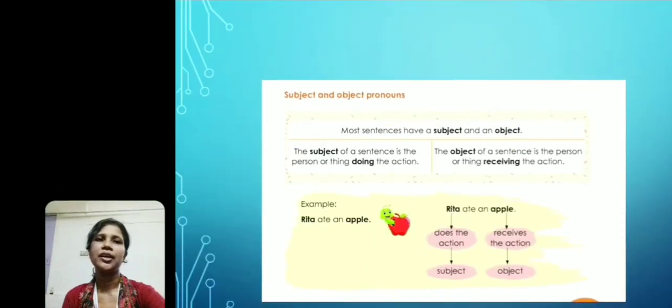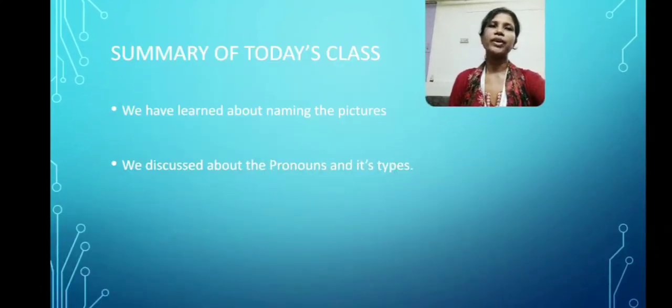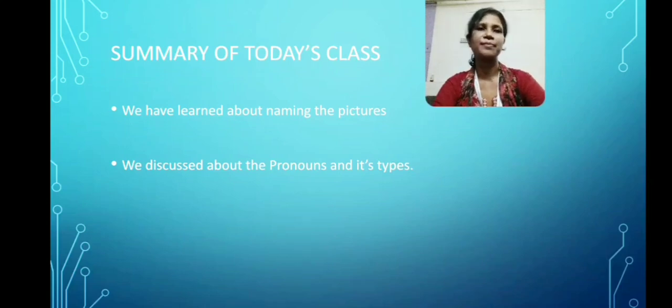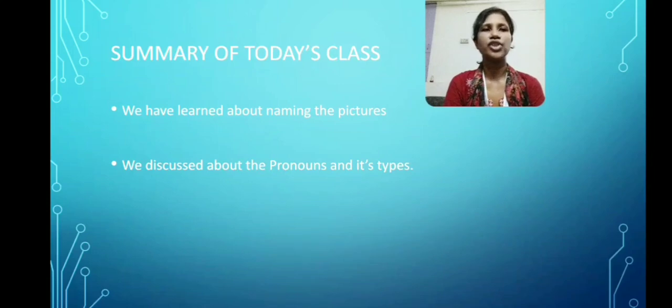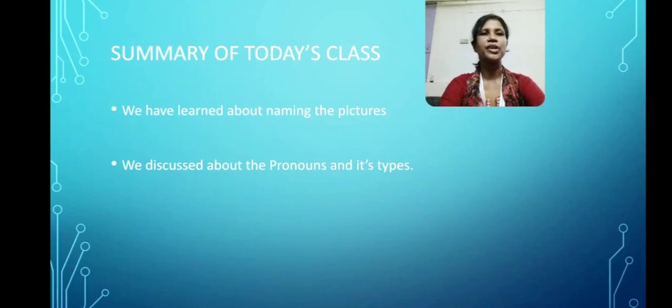Now let us move towards the summary of today's class. So what we have learned in today's class, we have learned about naming the pictures, and on the other hand, we have discussed pronouns and their types. So dear students, I hope it is clear to you. Please go through the chapter, do exercise 2.1 and 2.2 in the book itself, and write down the dictated sentences in the book. If you have any problem, I will repeat those sentences again in my next class, and please go through the definition and examples of pronouns and read them.